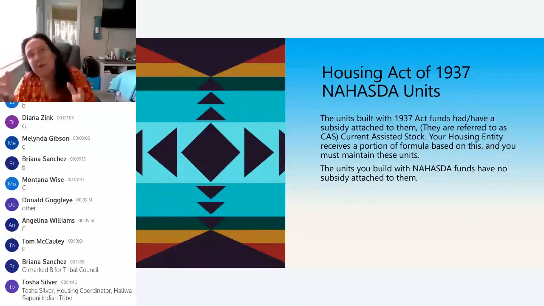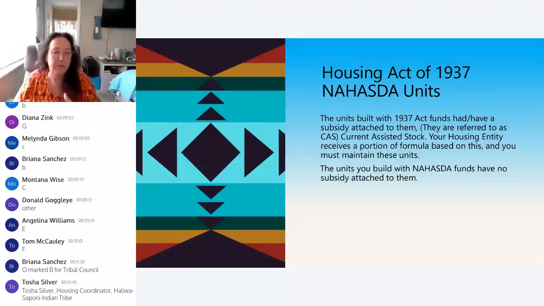If you had the 1937 Housing Act, you'll see it referred to as CAS, or Current Assisted Stock. That is one of the major differences. Prior to 1996, when we were given money, or we competed for money to build units, we received money for those units to run them. It's called Current Assisted Stock.